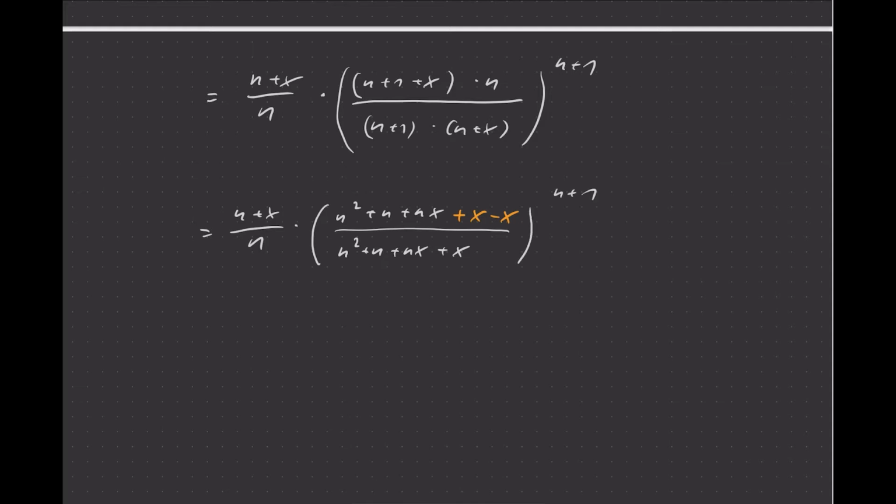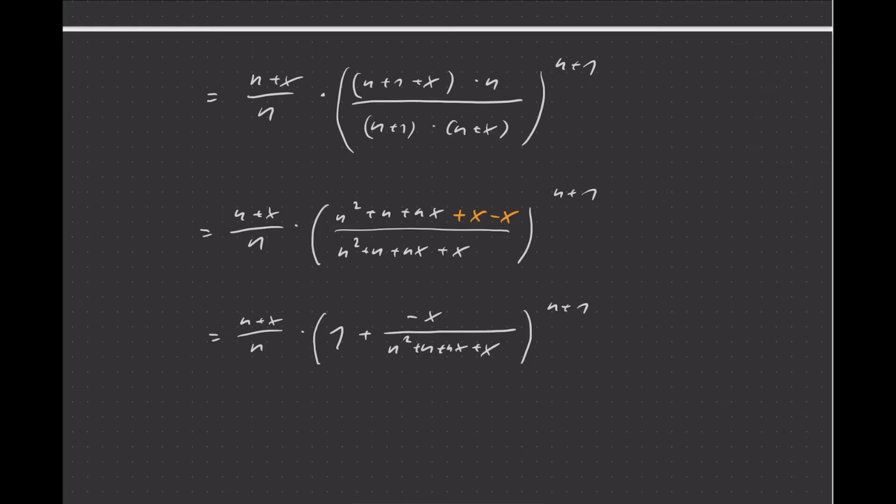So with this little trick, we can rewrite this expression here. Again, we copy that first fraction. We only change the second one. And now we can cancel out this part here and then just split off that second part. So what we get here is 1 plus minus x divided by n squared plus n plus nx plus x, and again to the power of n plus 1.